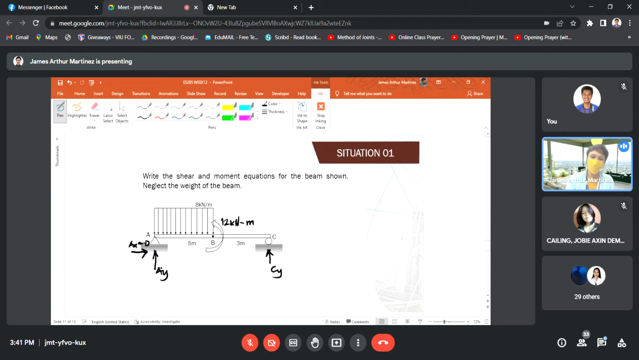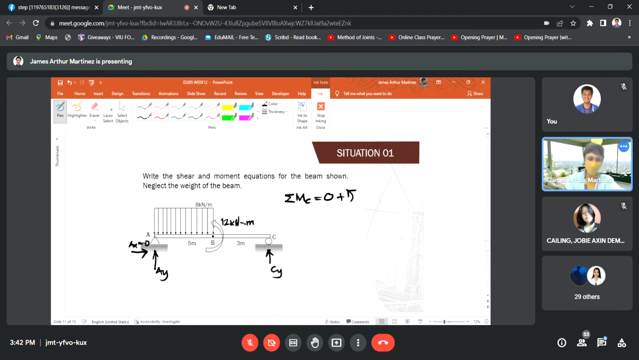I will start with AY. To solve for the reaction at point A, we will take moment at point C, at the roller support. Because a roller support doesn't have resistance to moment, that is why the summation of moment at that support is equal to 0. So, summation of moment at point C equals 0, having counterclockwise as positive.